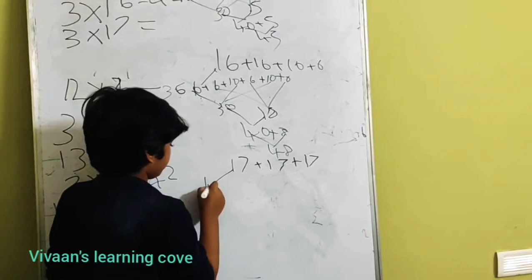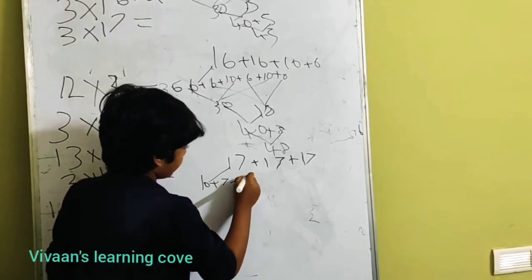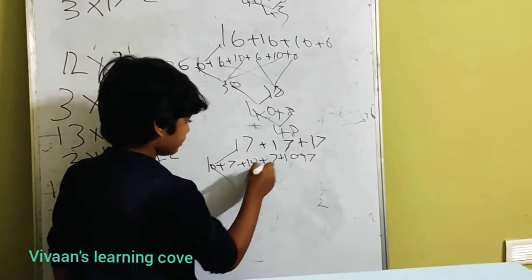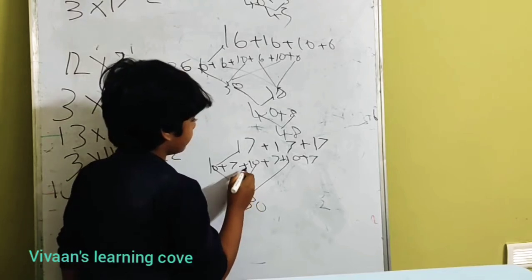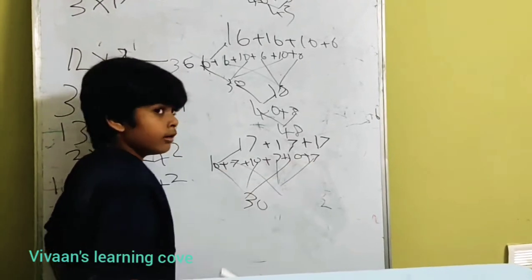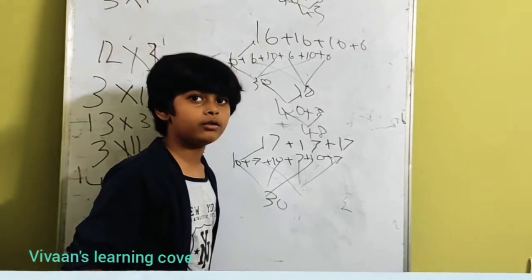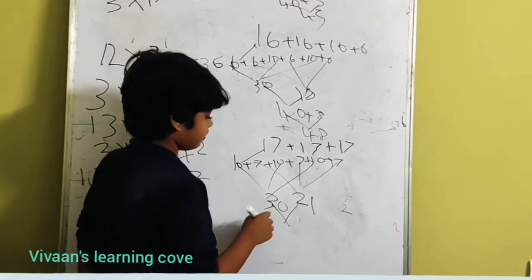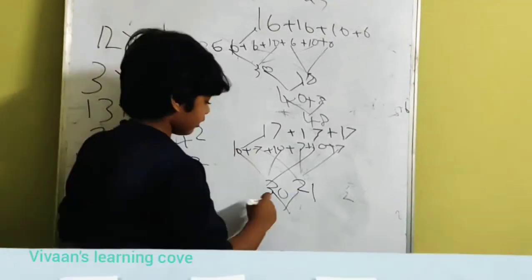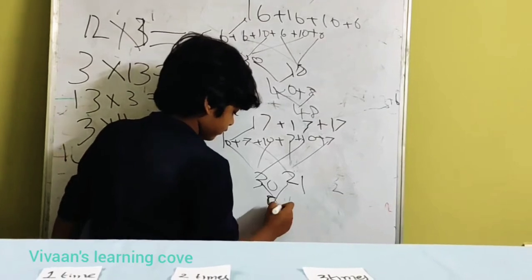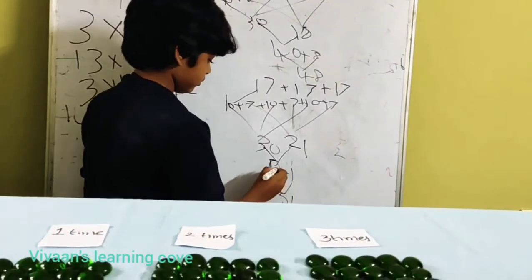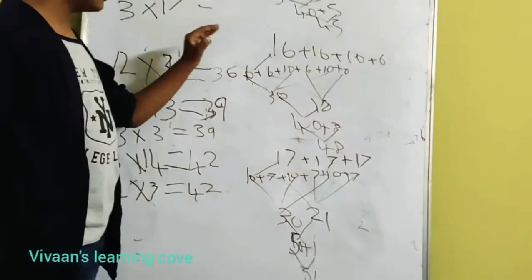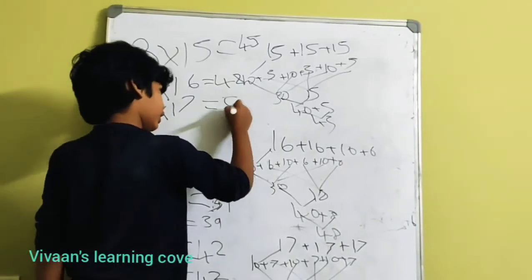10 plus 7 plus 10 plus 7 plus 10 plus 7. 10 plus 10 plus 10 is 30. 7 plus 7 plus 7, we know 3 times 7 is equal to 21. So, 30, 40, 50. 50 plus 1, so 51. 3 times 17 equal to 51.